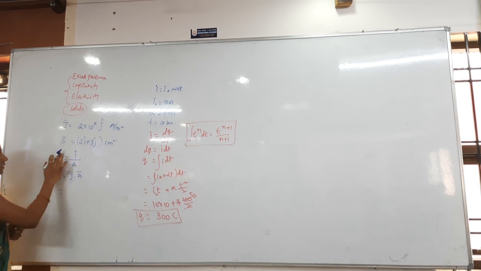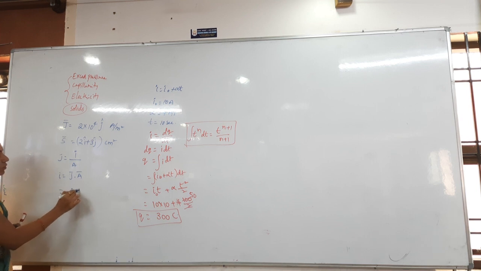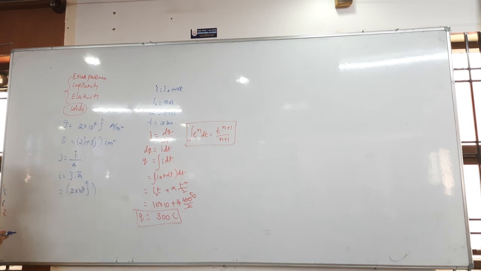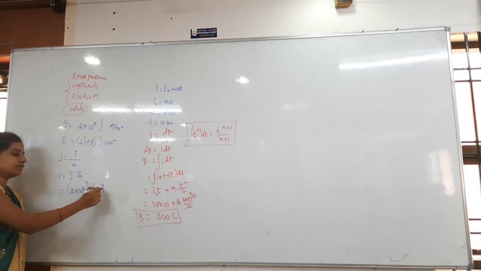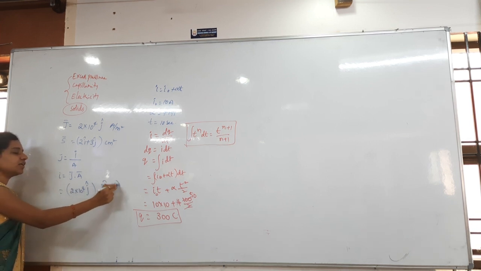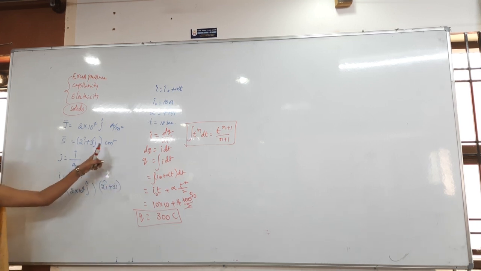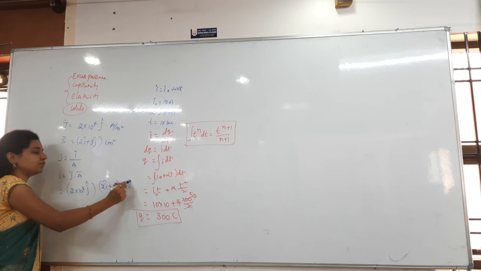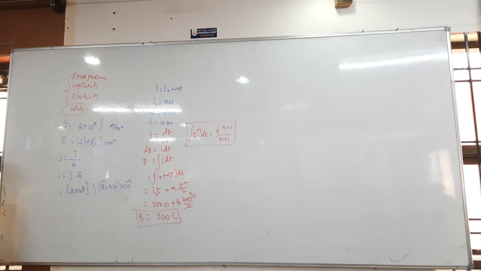Now this J, what is the J value they have given? 2 into 10 power 4, only J cap given. And then dot product. A bar is equals to 2I plus 3J, but they have also given the area in centimeter square. You have to convert into meter square. To convert into meter square, you have to take 10 power minus 4.